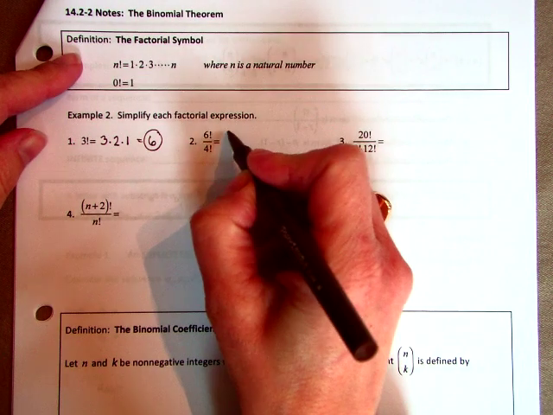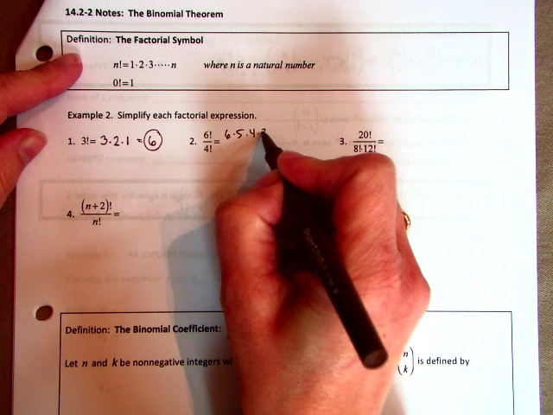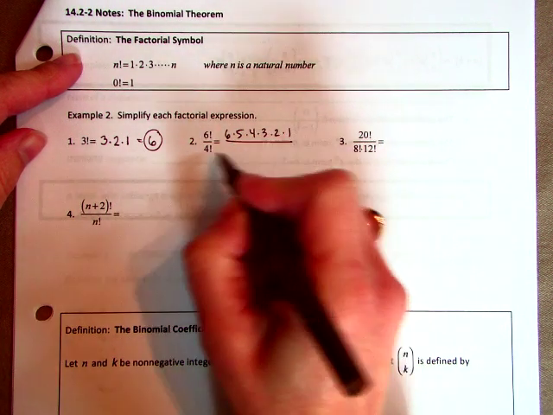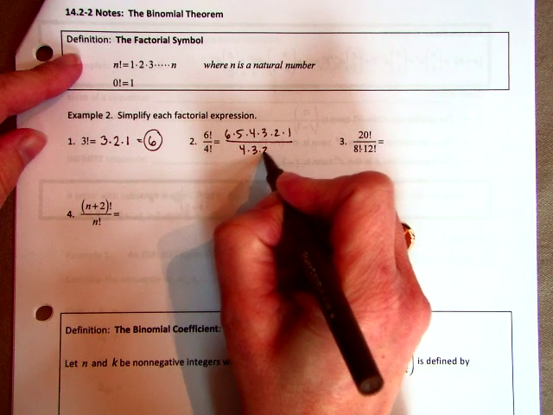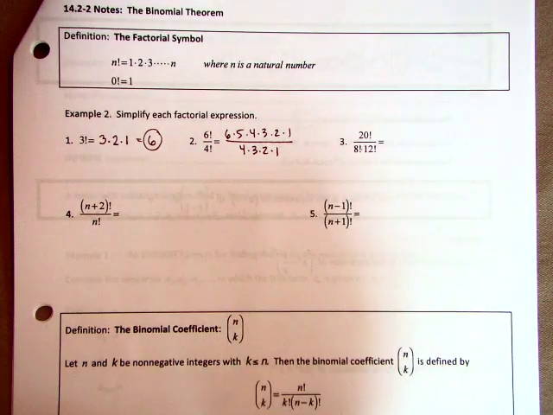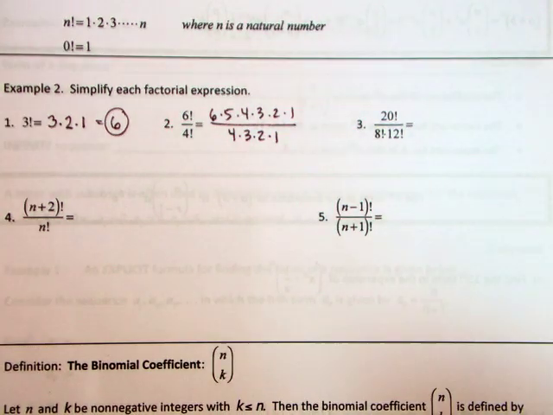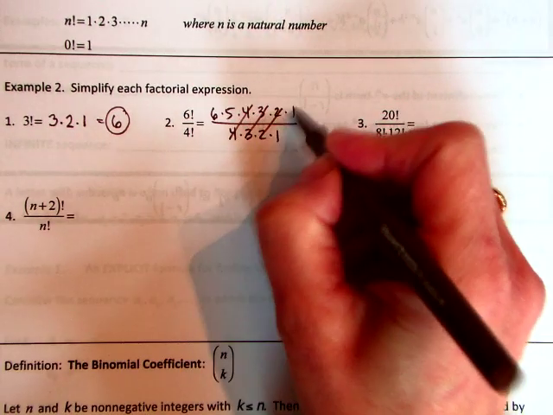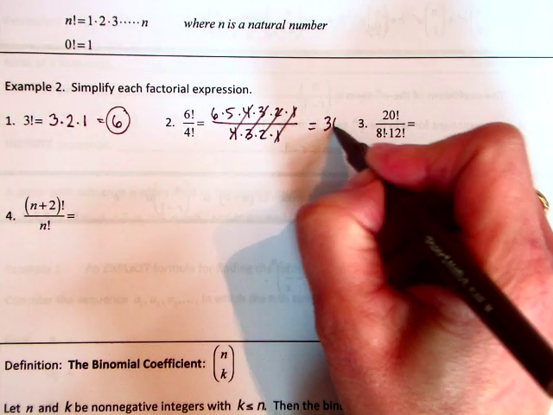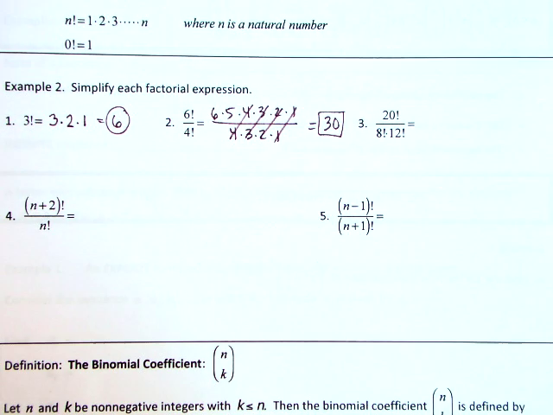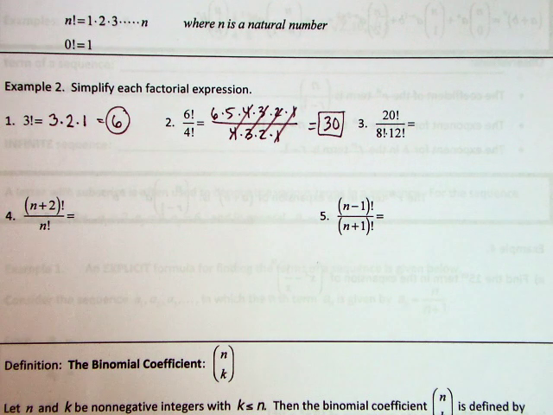So as you notice, a lot of these are going to cancel out here. And so you can kind of use a shorter way of simplifying. And your answer would be 30. Okay, so that kind of idea. With this next one, it's a little bit bigger to do by hand, but you can use a calculator on these. So let me show you how the calculator works with factorial.